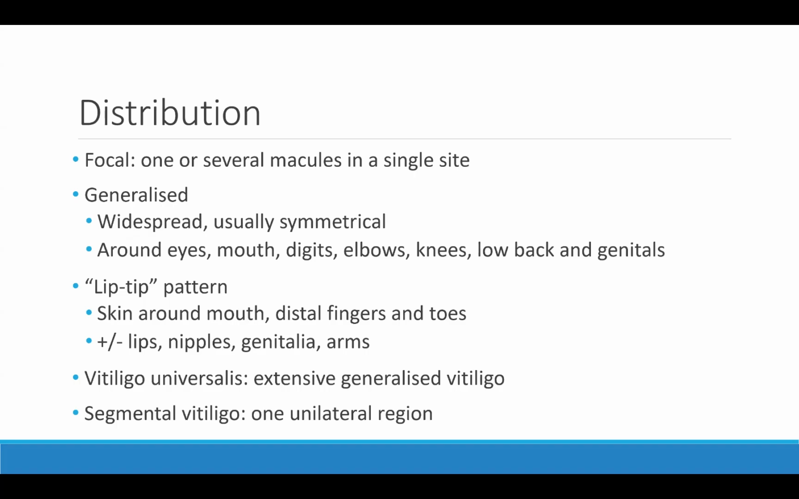Vitiligo universalis is where you get extensive generalized vitiligo, while segmental vitiligo is when you have involvement of one unilateral region.